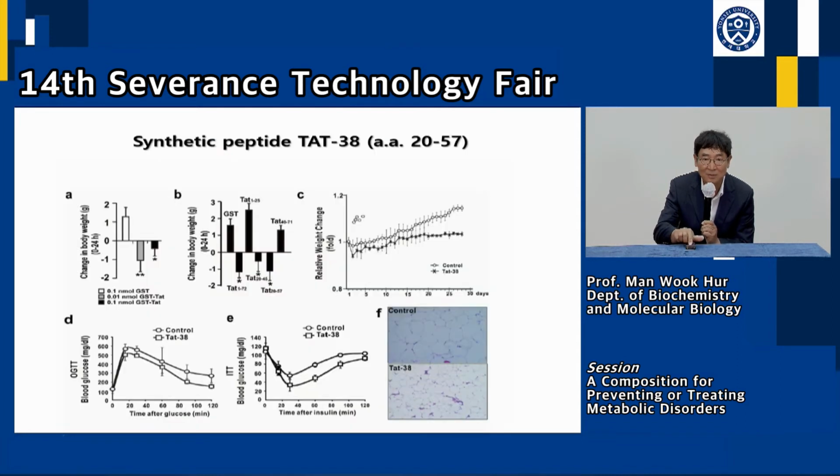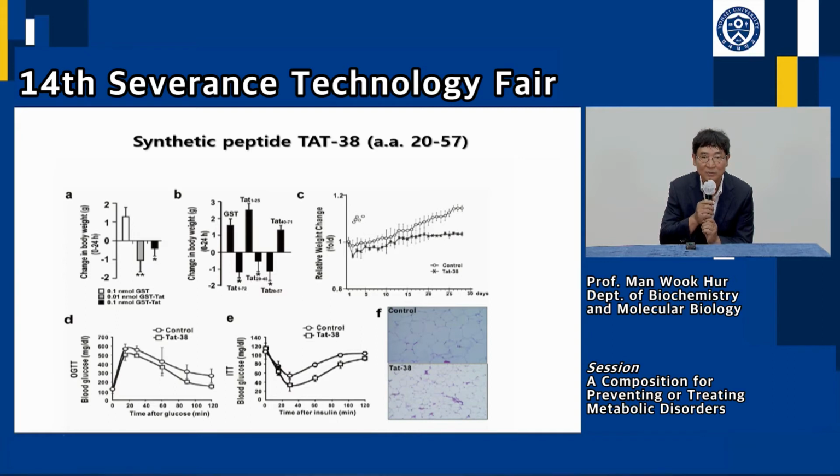Same thing for the TAT38 we have mapped. As you can see in figure C, weight loss is very evident. And as you can see in figure F, adipose tissue size has decreased very severely, while inducing rapid absorption of glucose and enhancing insulin sensitivity, and decreasing blood sugar level, of course.